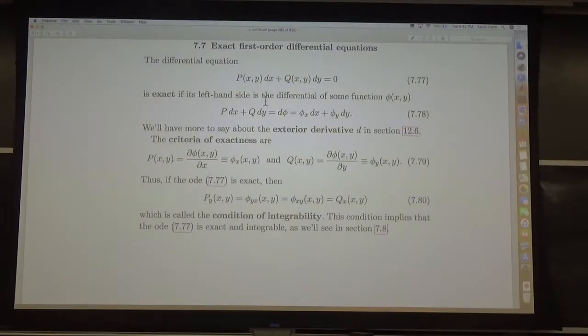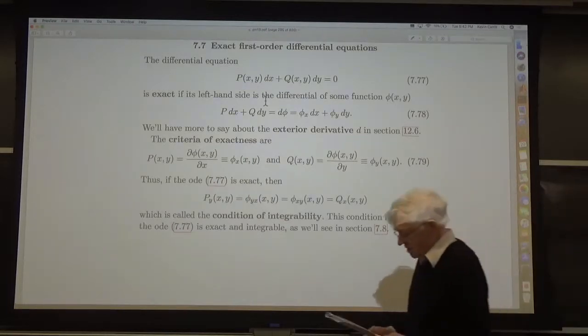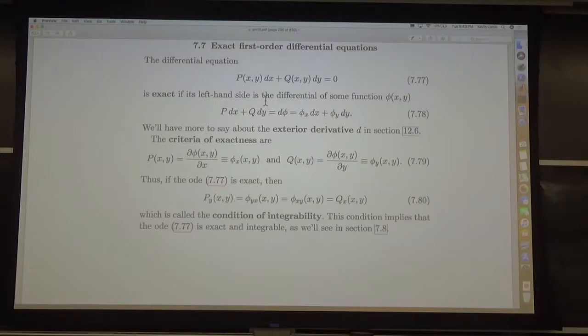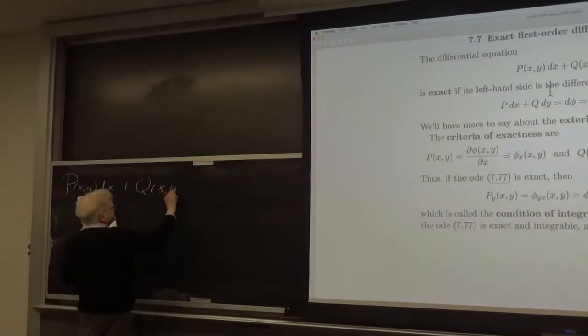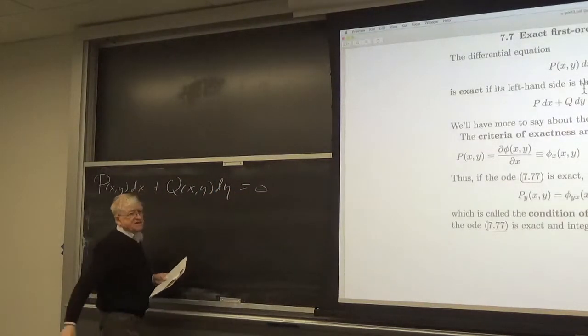Now, exactness is something that we can understand in a deeper way, rather than just looking at the equation; we can actually understand it to some extent. I can maybe use the blackboards to talk about this. And so what we have is P of x and y dx plus Q of x and y dy equals 0. So that's our differential equation.